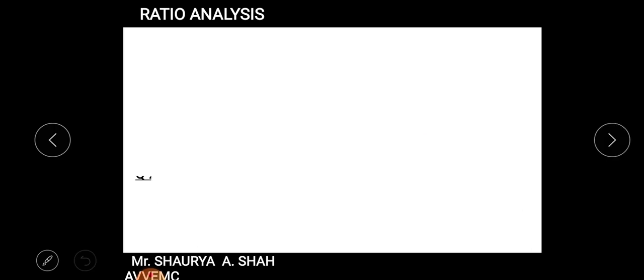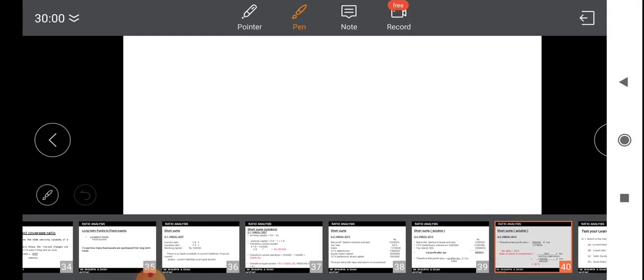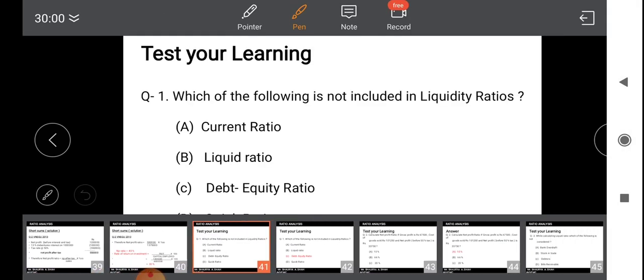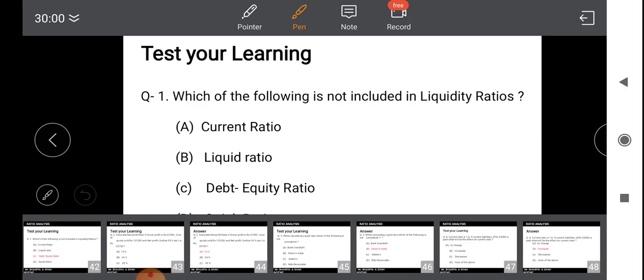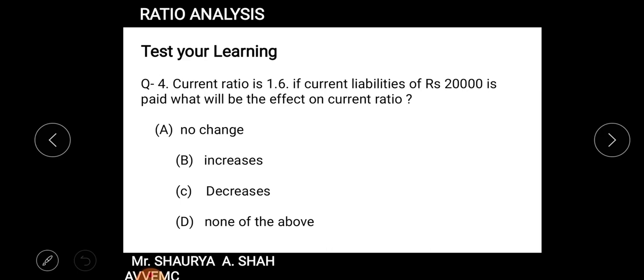Again, for you people, there is one question for testing your knowledge. In the last lectures, we saw the following 3 questions which you solved very correctly. One question for you people. Current ratio is 1.6. If current liabilities of rupees 20,000 is paid, what will be the effect on current ratio? I suppose you must be getting the answer very quickly. What is the effect?